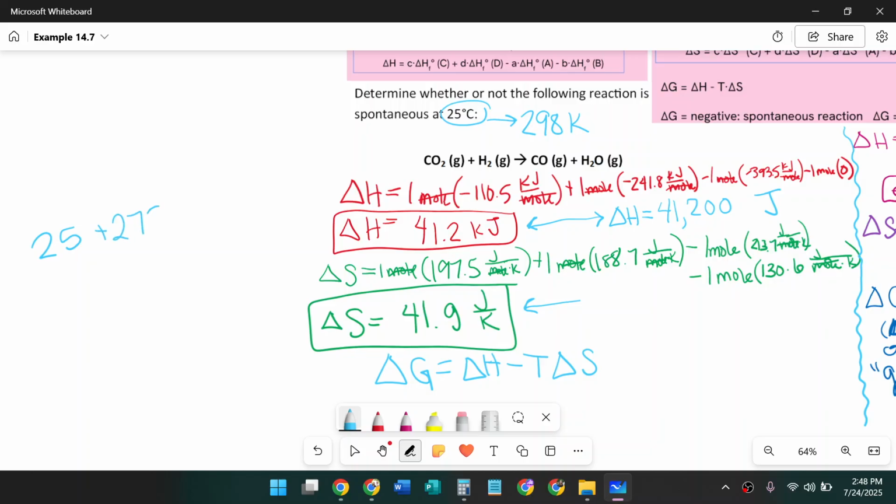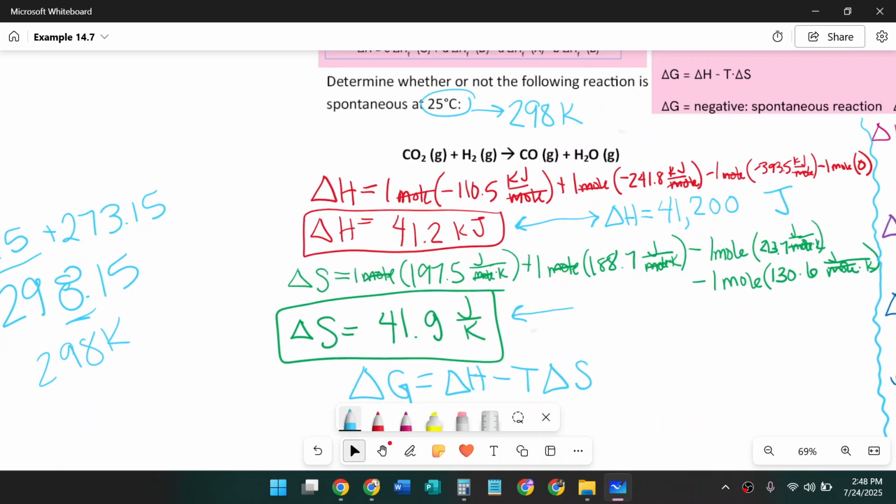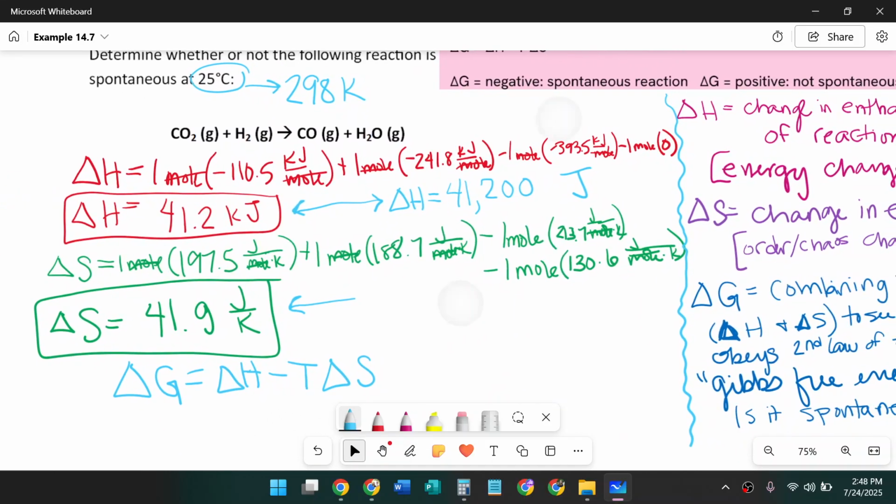25 plus 273.15. When you add those, you get 298.15, but because this only goes to the ones place, this number can only go to the ones place. So that's why we just rounded this to 298 K. All right, just in case you were like, what just happened? That's what just happened.